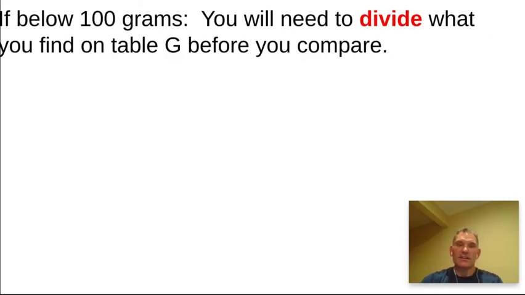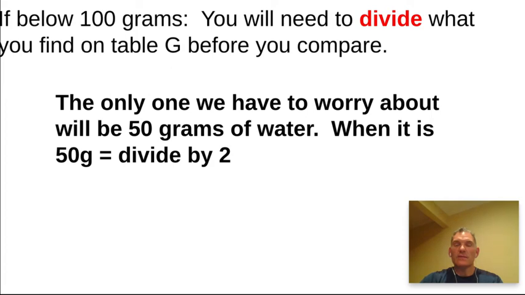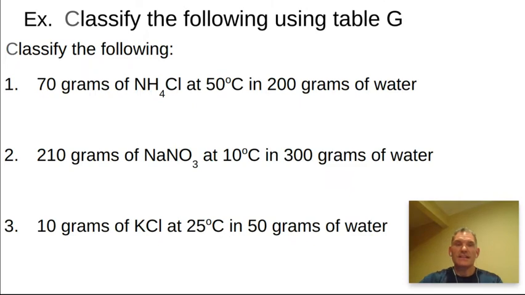If for some reason we have below 100 grams, and again, this is definitely a possible outcome, here we're going to divide what you find in Table G before you compare. And the great thing here is the only one we have to worry about is when it's 50 grams of water. When it's 50 grams of water, we're going to divide by 2, then we're going to make a comparison. And then as always, if it's on the curve, saturated, above, super, and if it's below, it's going to be unsaturated. Let's take a look at some of these examples.